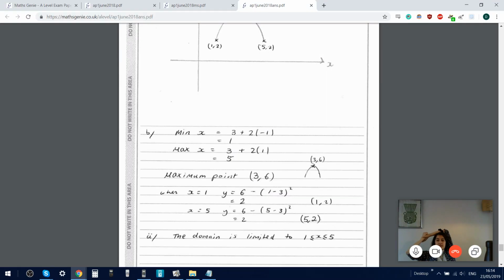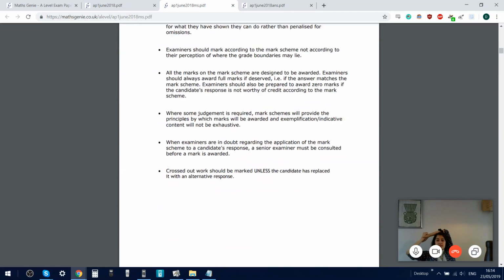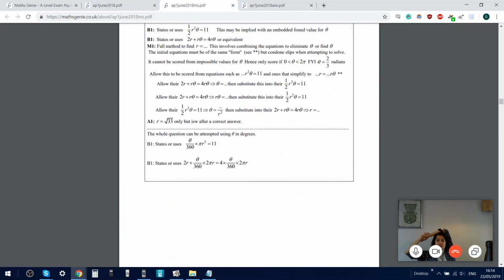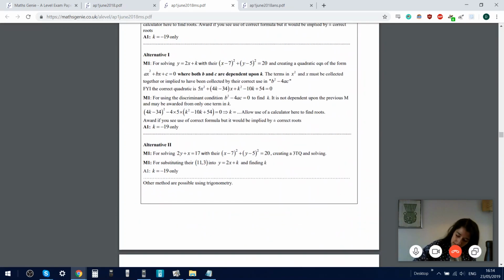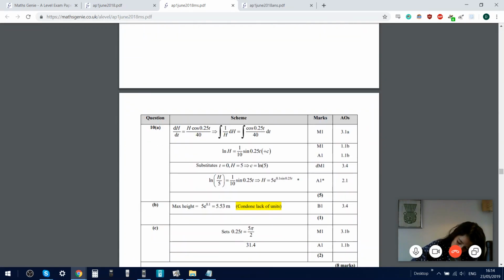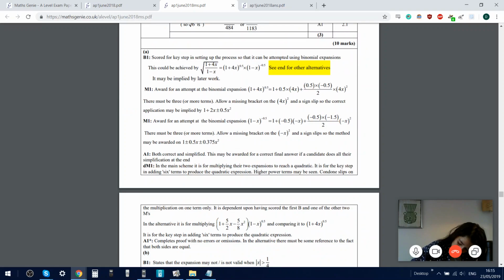It's kind of the same thing. I think our answer is better. Don't know if that's a good answer. Domain is limited to 1 and 5. No, I don't like that answer. Hold on.